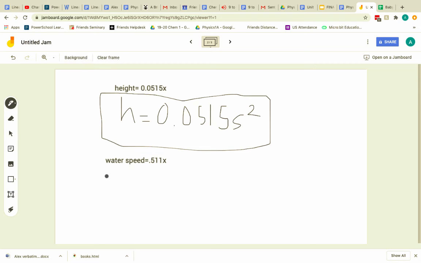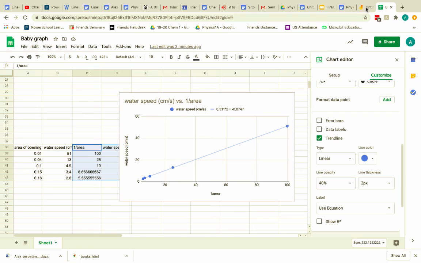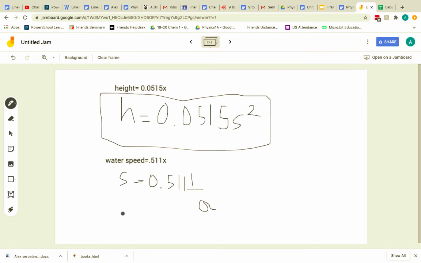And now I'm just going to replace that. I'm going to write s for speed equals 0.511. It's nice to write the 0 before the decimal just so we don't miss the decimal. But instead of x, I'm going to write 1 divided by area, because that is what the x-axis is. And I can clean that up a little bit, because we don't usually write things like that. I can write s equals 0.511 divided by A. And that, my friends, is an equation.